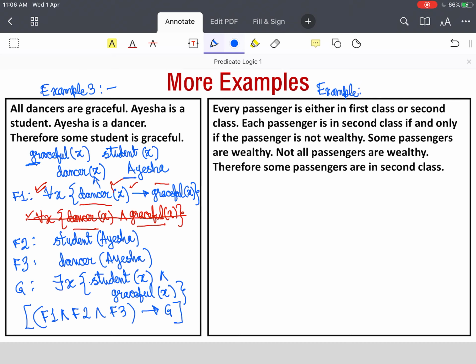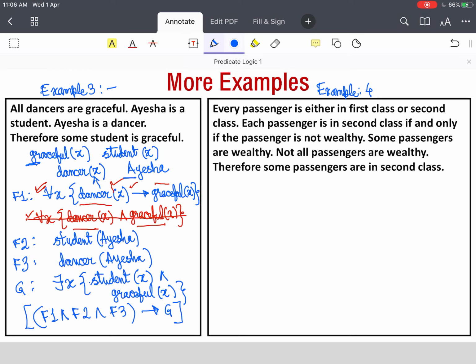We come to our fourth example. Our fourth example says every passenger is either in first class or second class. Each passenger is in second class if and only if the passenger is not wealthy. Some passengers are wealthy. Not all passengers are wealthy. Therefore, some passengers are in the second class. We know that this is derivable.